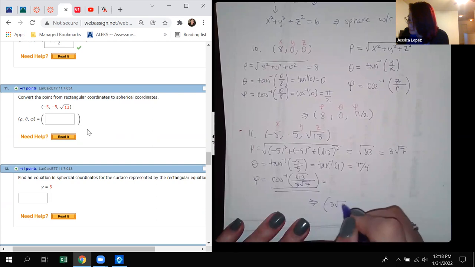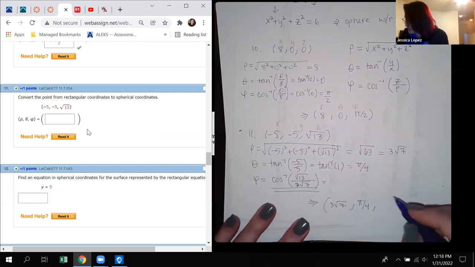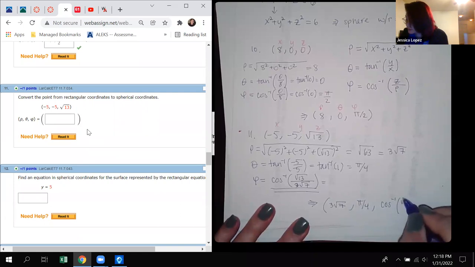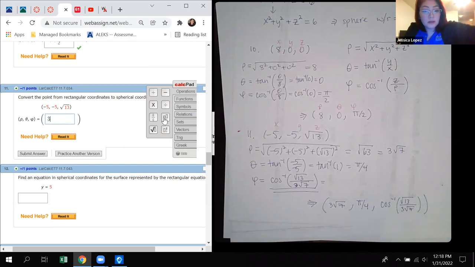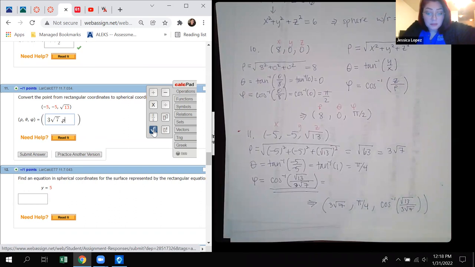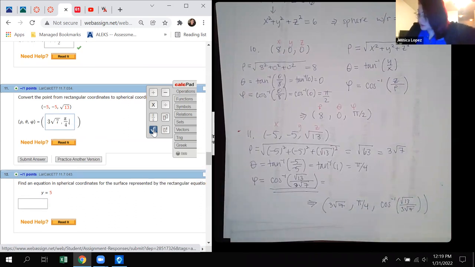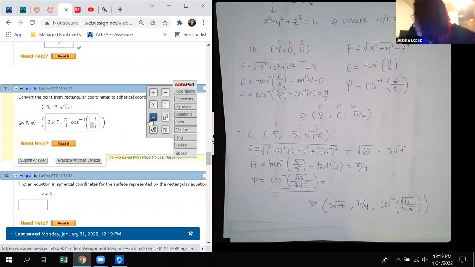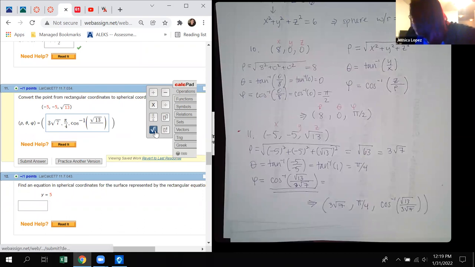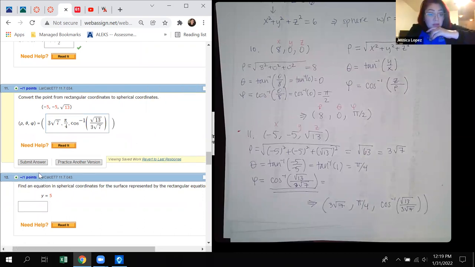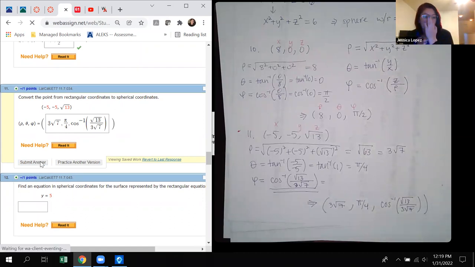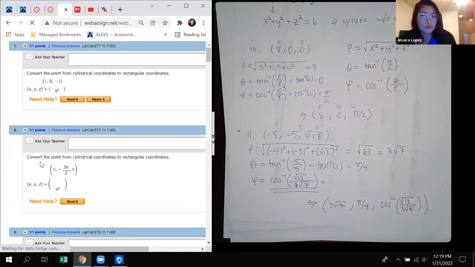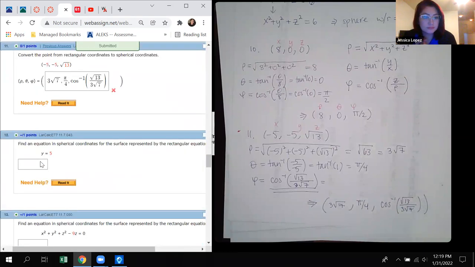So that means that it should be rho, theta, and then phi. Because I can't type in a weird decimal, I'm just going to type this in like this. And let's see if the WebAssign will accept that. Okay. So 3 square root of 7, comma, pi over 4 as a fraction. And then we're going to do trig, cosine inverse of a fraction. And we're going to type square root of 13 at the top and then 3 square root of 7 at the bottom. Let's see what it says. I don't think I made an error, but let's see. No, it did not like that.